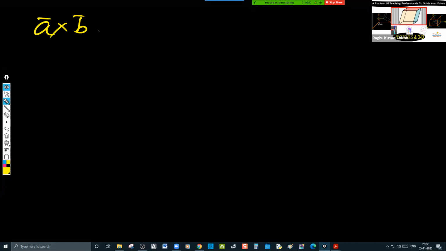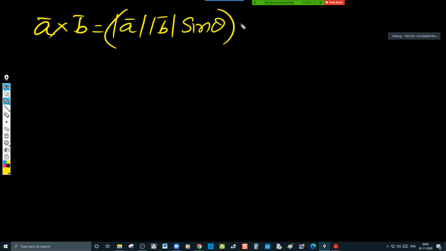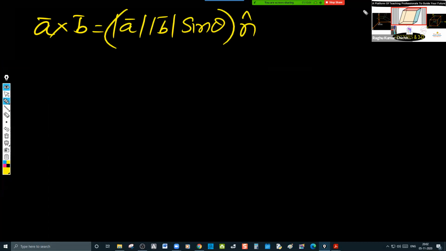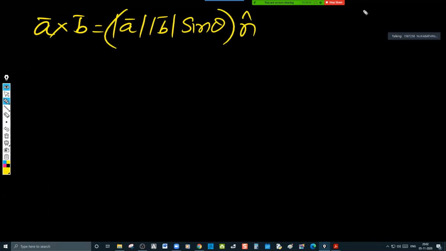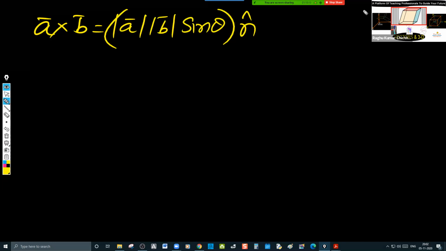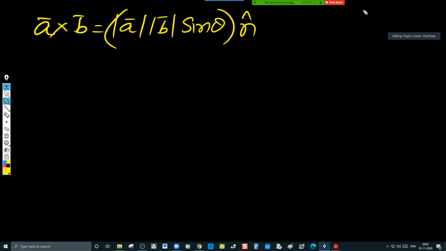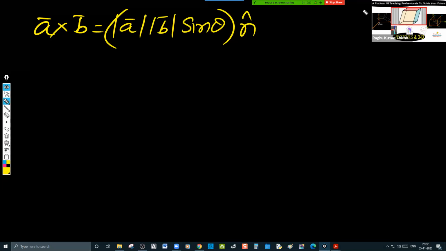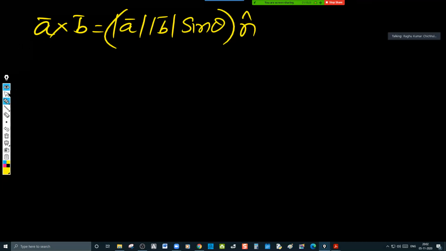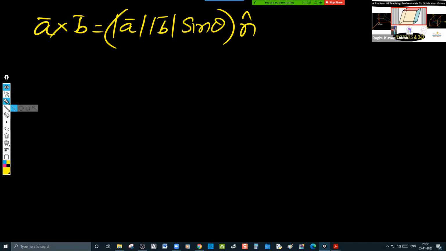Now, Praneeth, tell me, please, what is A bar cross B bar? Mod A bar, mod B bar, sin theta, n cap. Kaushik? A bar cross B bar is mod A bar mod B bar into sin theta into n cap. What I would like to ask you, both of you, please pay your attention.